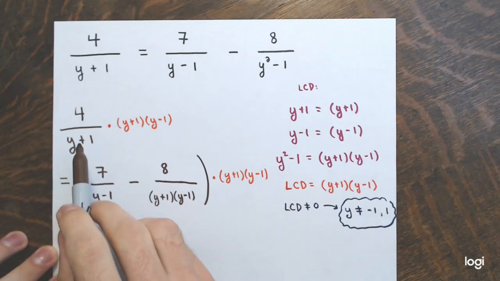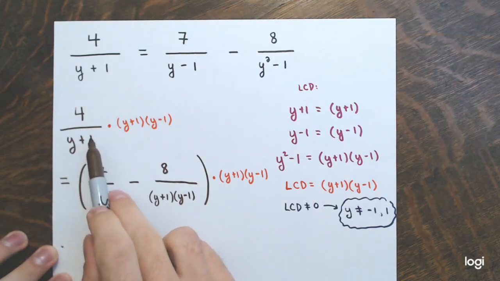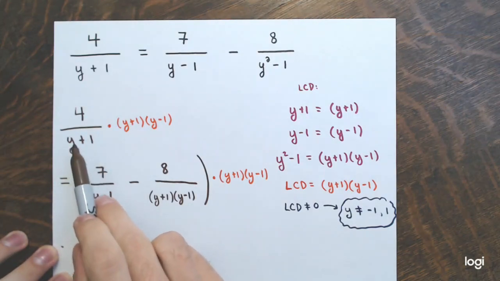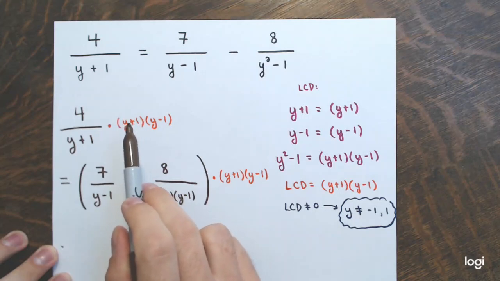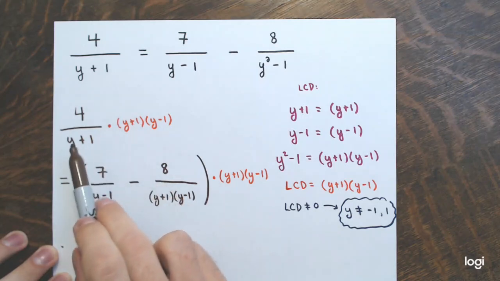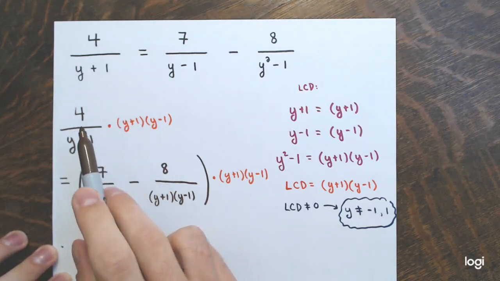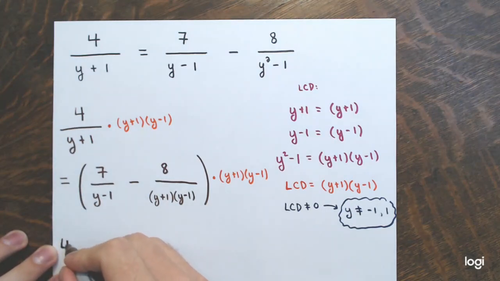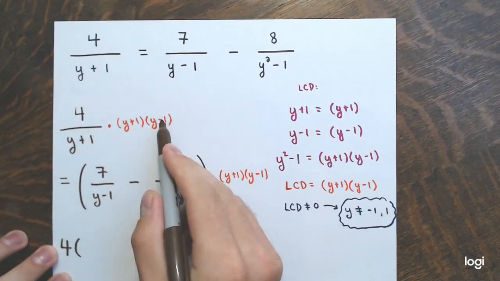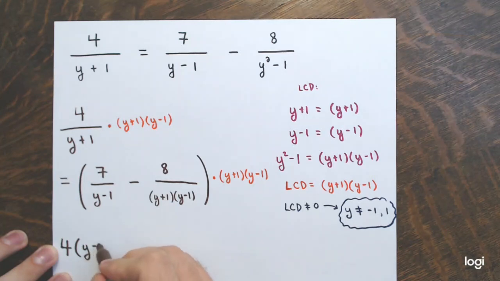So on the left side, you see the factor of y plus 1 in the denominator here, y plus 1 in the numerator, so the y plus 1's would cancel, and I'd be left with a factor of 4 times a factor of the quantity y minus 1. And there's the new left side.